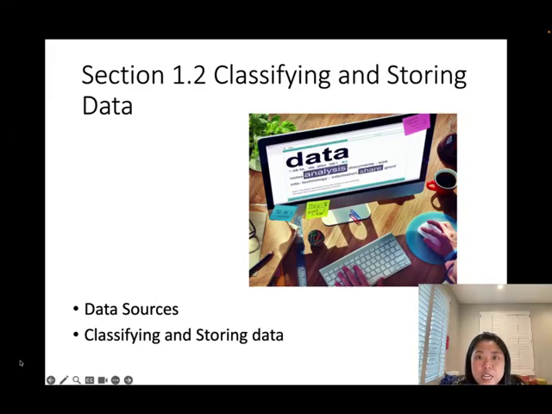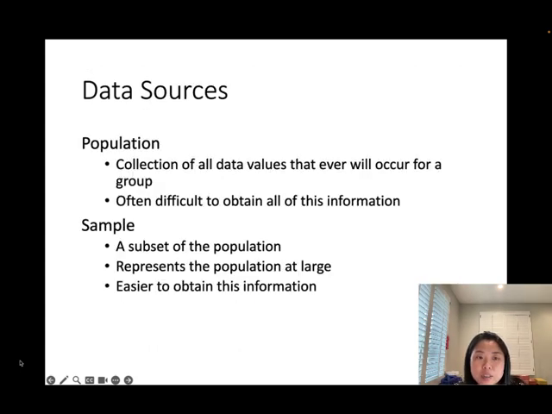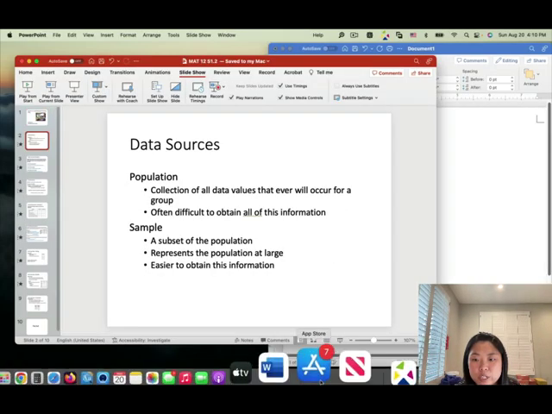Section 1.2, classifying and storing the data. Data source. We have the population and the sample. Let me explain it with the example here.